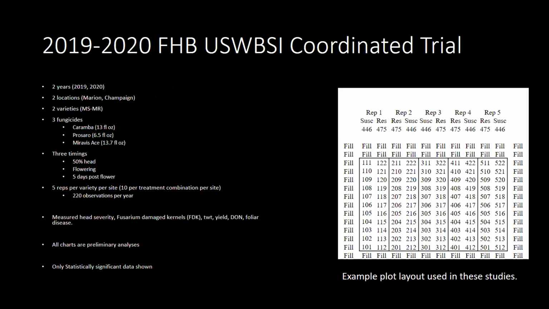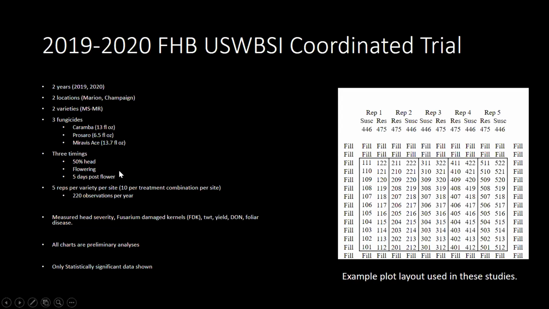So what we've been doing the last 2 years or more actually, but this is the project we've been focusing on the last 2 years in Illinois, is assessing the ability of Caramba, Prosaro, and Miravis Ace applied at 3 different timings. The first is at 50% heading, so when about 50% of those main tillers have started to emerge from that last ligule. That early timing is when some people are interested. Then flowering, that Feekes 10.51, and then 5 days after flowering.